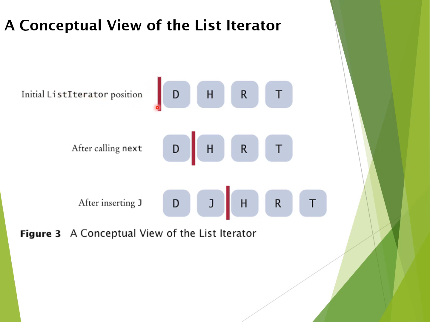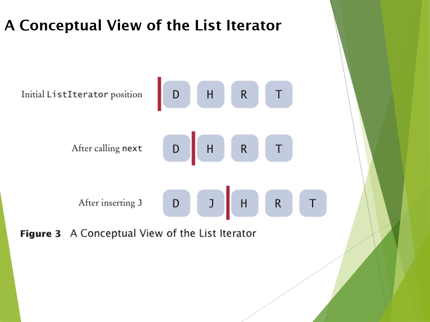Initially, its position is at the beginning of the linked list. Let's assume that the linked list is the same as we saw before. It contains Diana, Harry, Romeo, and Tom. So after calling next, this iterator, which I specify with a vertical red line, moves to the next position, which is a position between D and H.